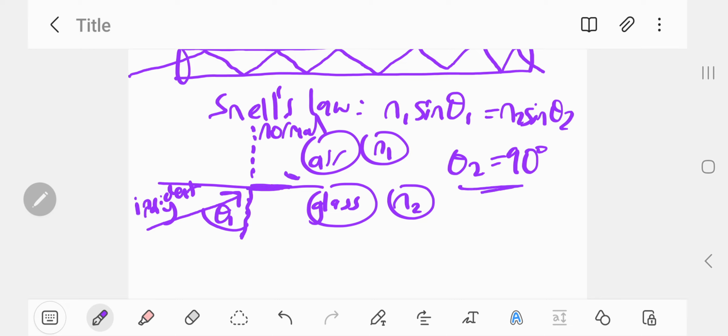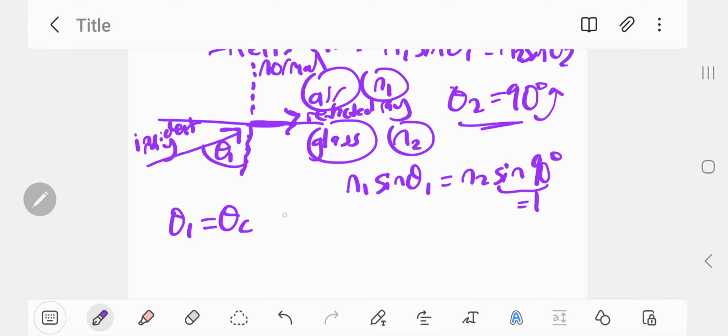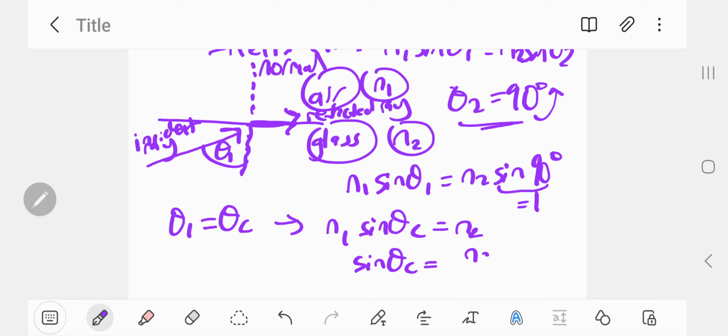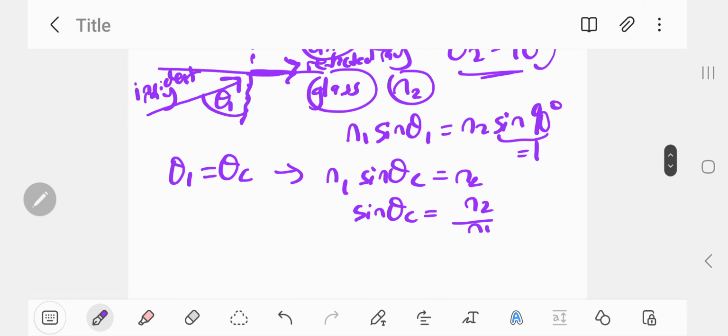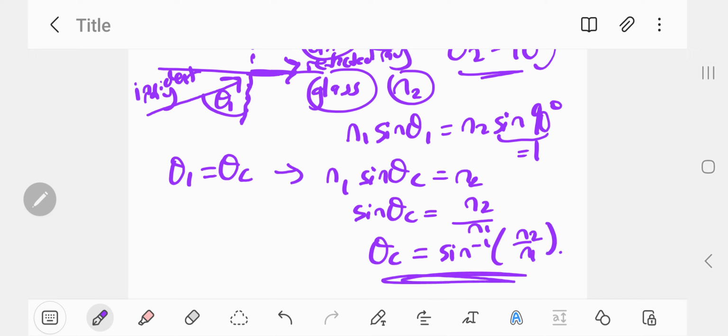Taking the limiting case, in other words, theta sub 1, we call this the critical angle, theta sub c. We get n sub 1 sine theta sub c is just n sub 2. Solving for sine theta sub c, we get n2 divided by n1. To get theta sub c on its own, we take the inverse sine of both sides. And there we have a formula to calculate the critical angle.